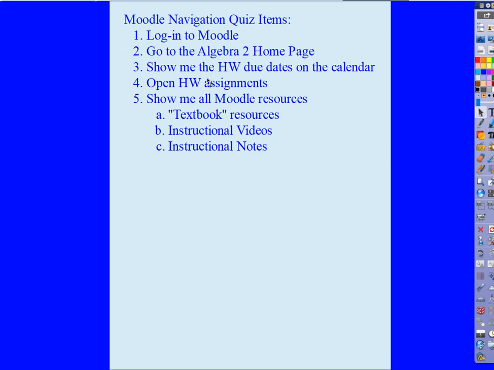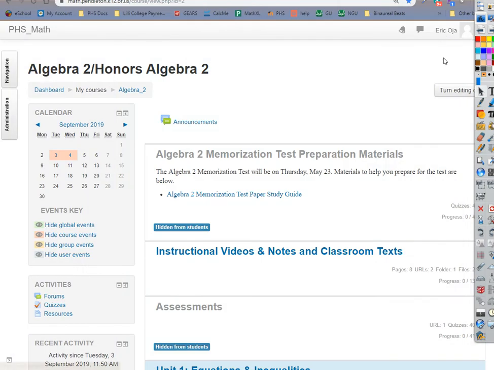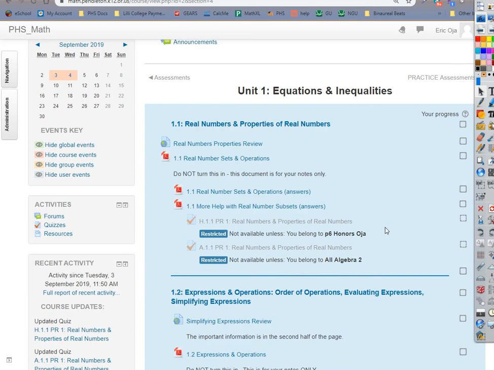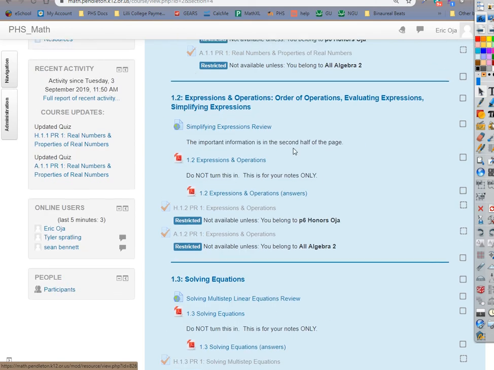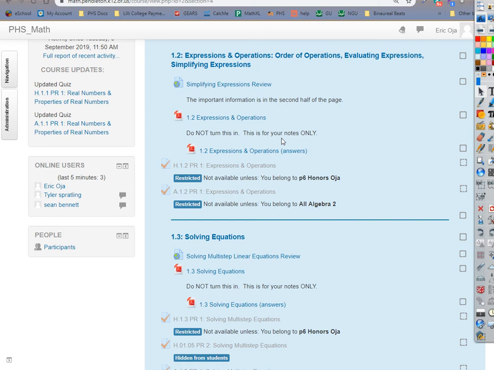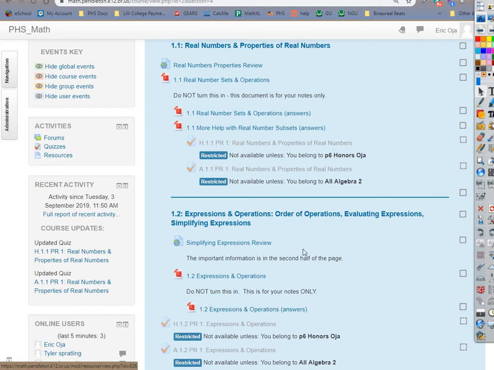Next issue. You got to be able to go to the homework assignments and open a homework assignment. So for you guys, that would mean you're going to go down to Unit 1. Right, that's our only unit we've got so far. Click on Unit 1, and it opens it up. And there's Section 1.1, there's Section 1.2, and there's Section 1.3. And that's all that you can see. Those are the only three. Today we're doing 1.3, but last week we did 1.1 and 1.2.